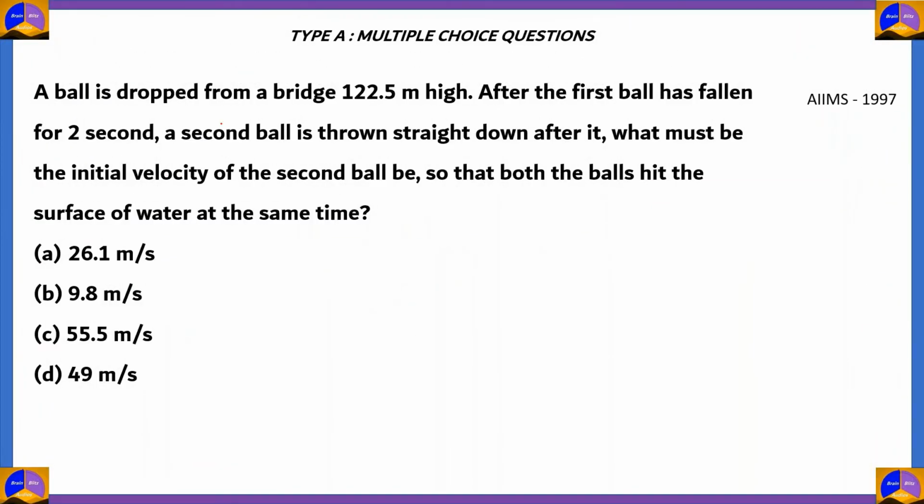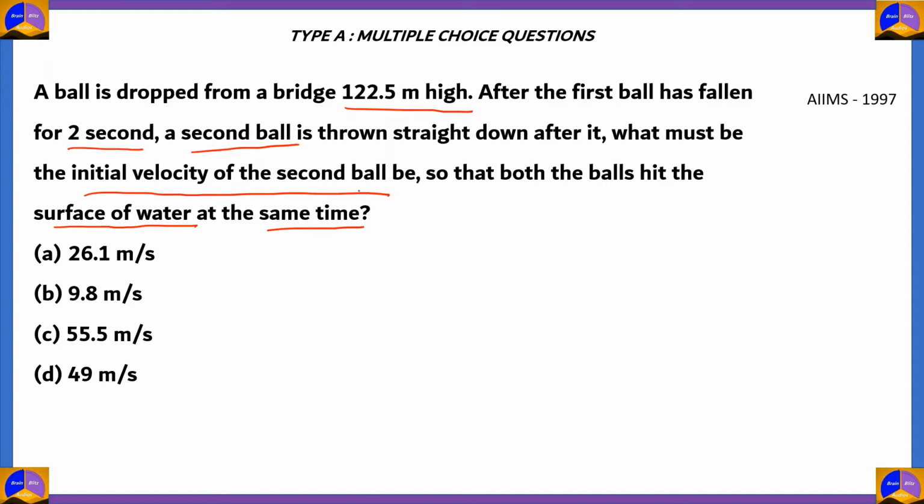A ball is dropped from a bridge 122.5 meters high. After the first ball has fallen for 2 seconds, a second ball is thrown straight down after it. What must be the initial velocity of the second ball so that both the balls hit the surface of the water at the same time?